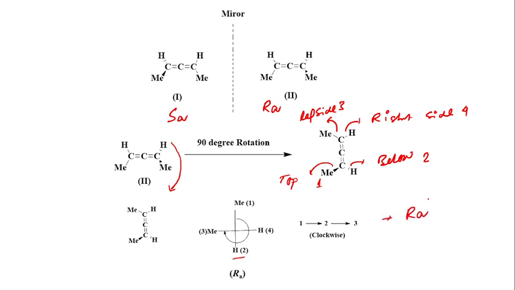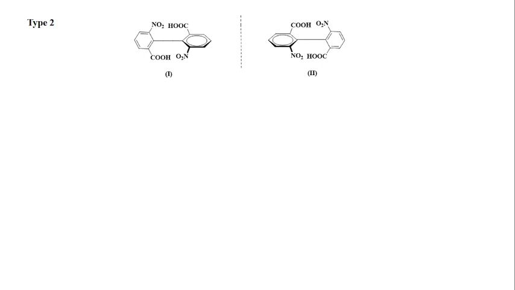So its descriptor is RA. RA means it's R, and A for axial. With the simple method, we found that one enantiomer is S with the stereochemical descriptor A, and the other is R with descriptor again A. So this is type 2. Here we see that this kind of molecule exhibits what is called atropisomerism. We will discuss this atropisomerism in a dedicated class.